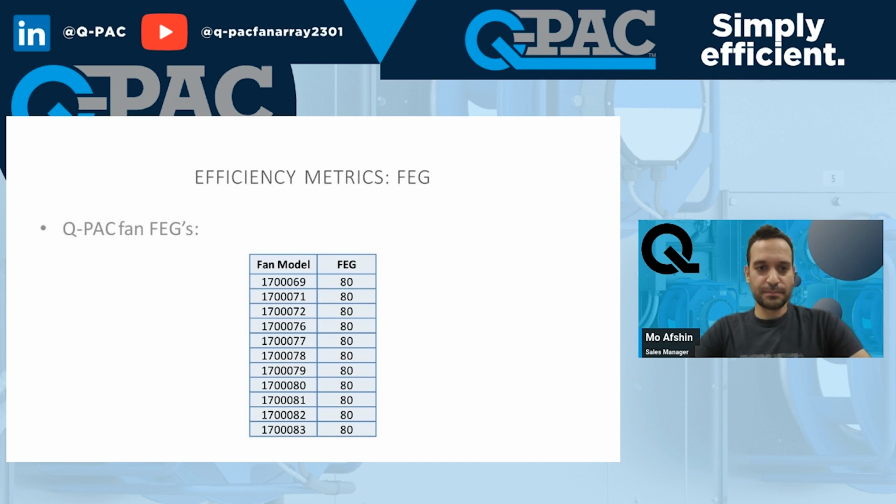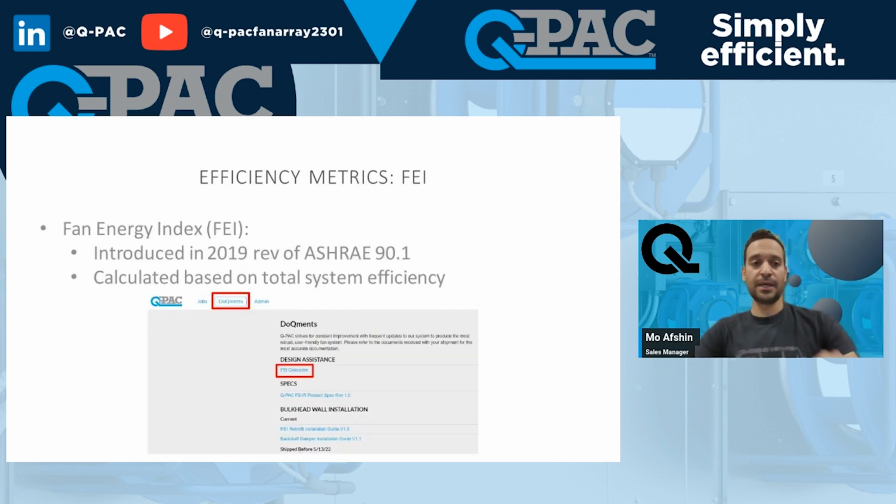FEG is slowly going away. In 2019, both AMCA and ASHRAE 90.1 worked together and came up with a new efficiency metric, the fan energy index. The fan energy index is a calculation for an entire fan system. So right now, you're not looking at only the fan wheel efficiency. You're looking at the efficiency of the entire system, including the motor, the belt, and everything else. And it is a calculation, as I said.